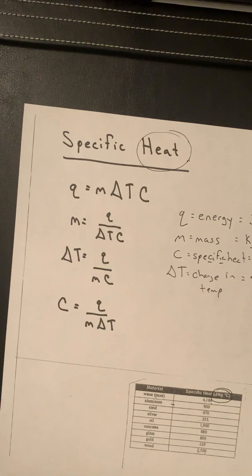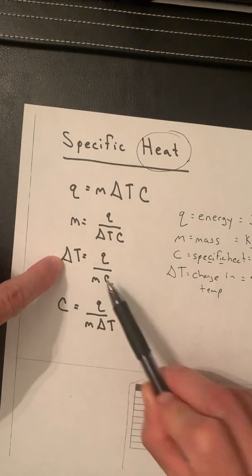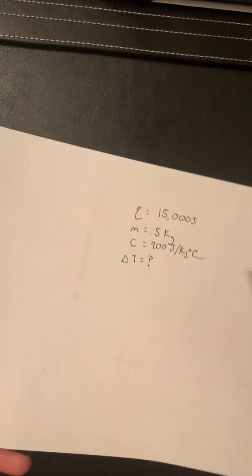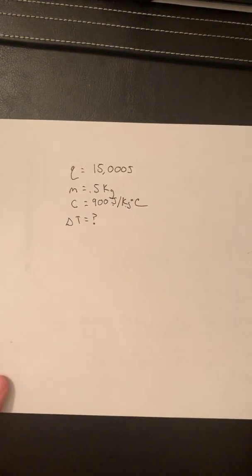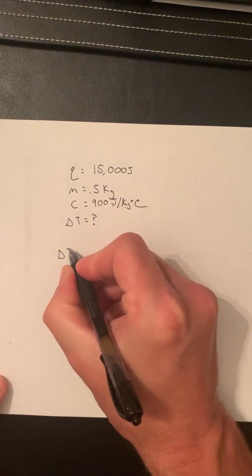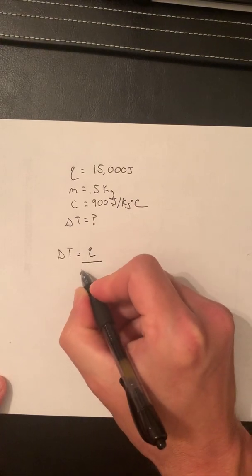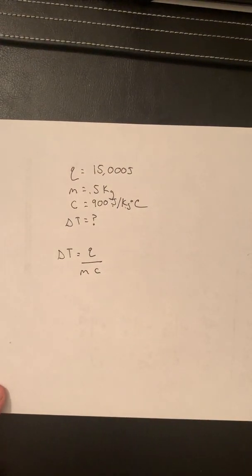You're guessing, and you don't want to guess on this. You want to be certain. So if I'm looking for the change in temperature, this is the only formula that works for me. I have to use that one. So remember, we're looking for the change in temp, and the only formula that's going to work with that is, if you're looking for the change in temp, it's equal to Q over MC.